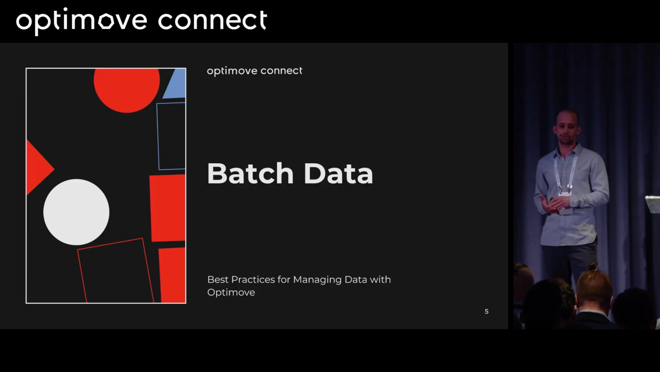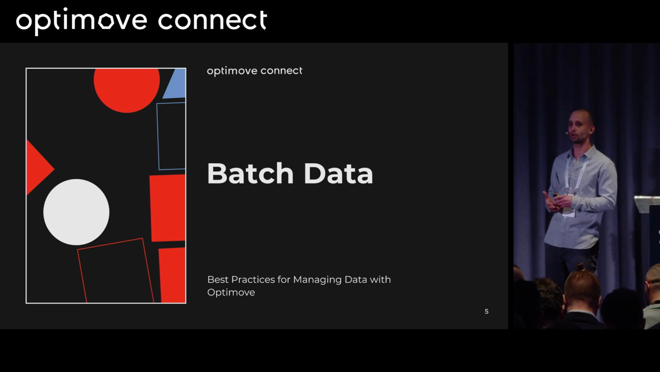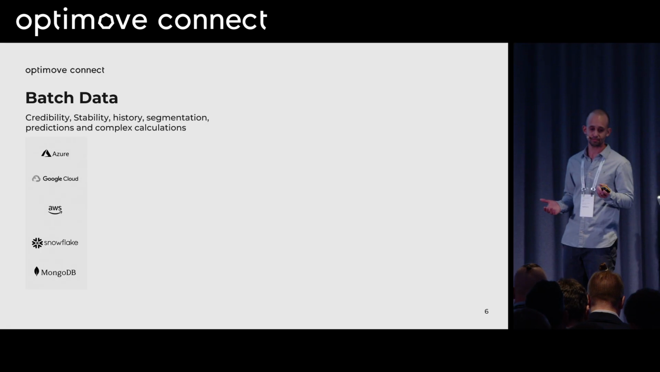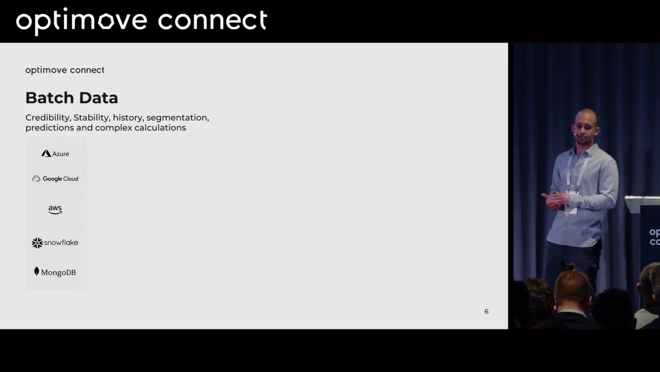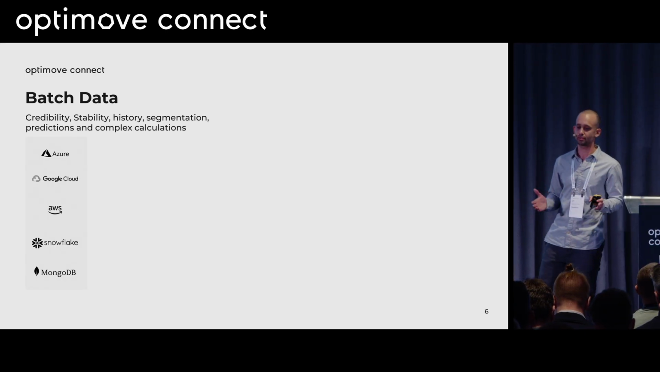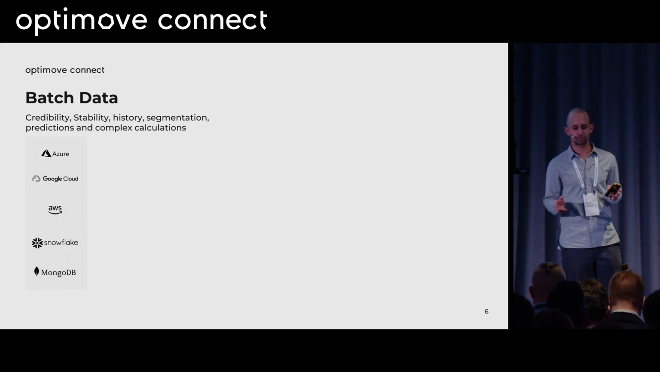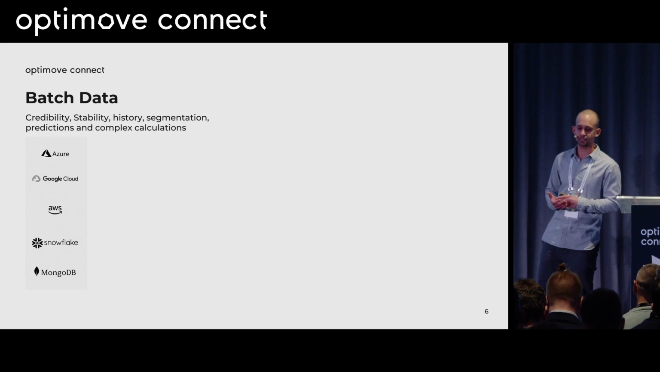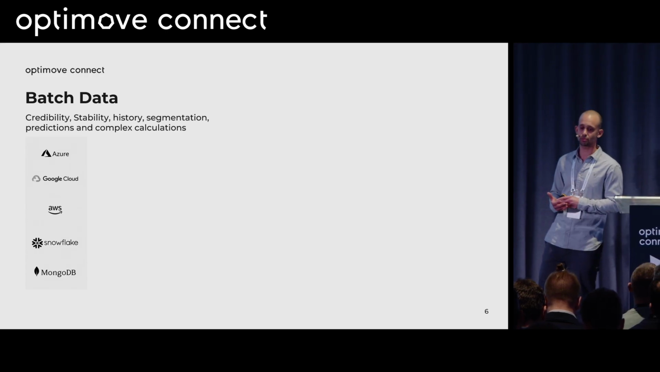Now, let's take a closer look at batch data and understand why it's so important for our operations. A question we get a lot: why batch data? First, batch data provides credibility and stability. It captures historical information at set intervals, creating a reliable system of record for data integrations. This makes it our trusted source of truth for historical data.